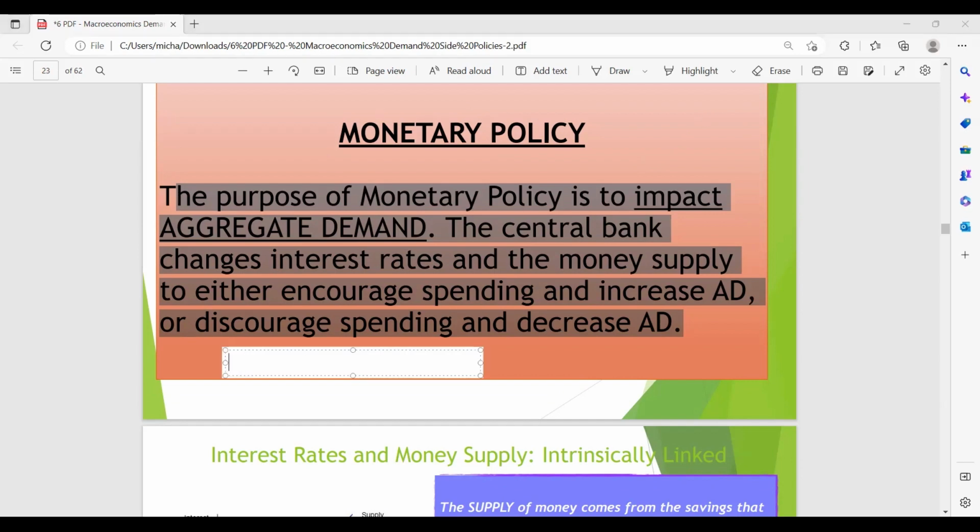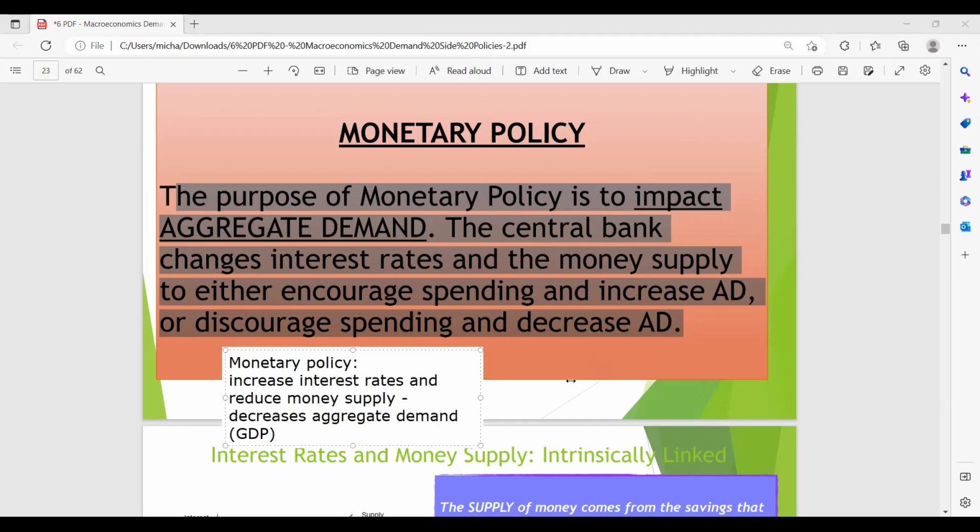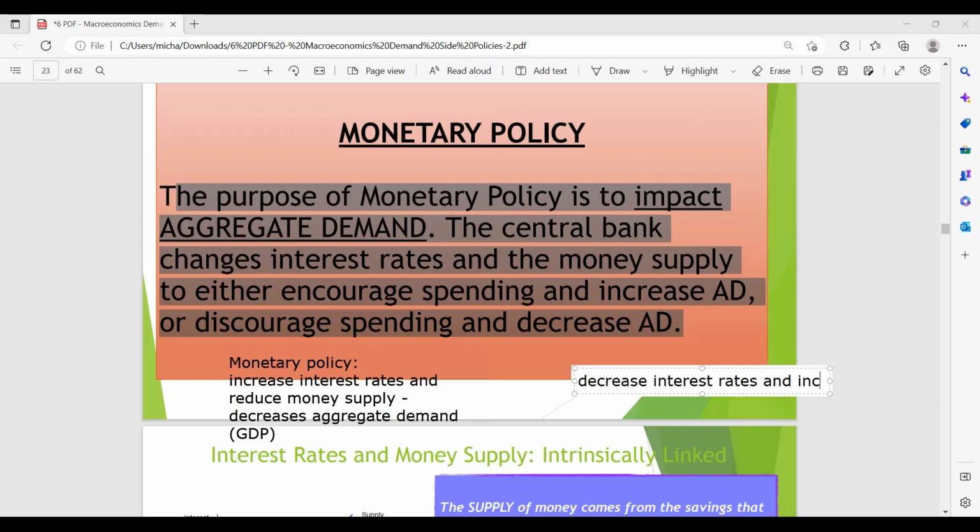With monetary policy, an increase in interest rates and a reduction in money supply decreases aggregate demand and GDP. And then a decrease in interest rates and an increase in money supply increases aggregate demand. So that's what the government does to change monetary policy.